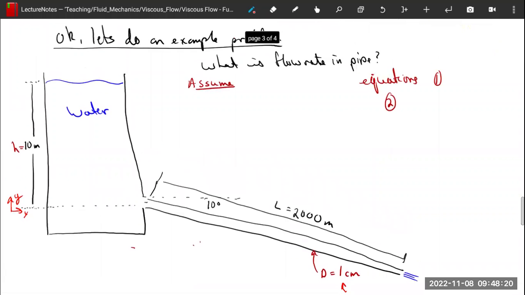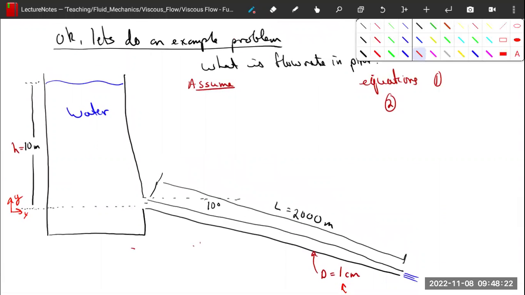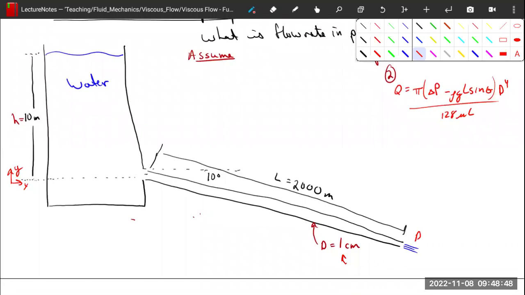So our equation we have for flow through a pipe, and this is a pipe at an angle, so we're going to have to include gravity in it. We have Q is equal to pi times delta P minus rho G L sine theta times d to the fourth divided by 128 mu times L. Awesome. So we know that the pipe leaves at P atmospheric, but we don't know what the pressure is at the front. So we're going to have to figure out what this delta P is.